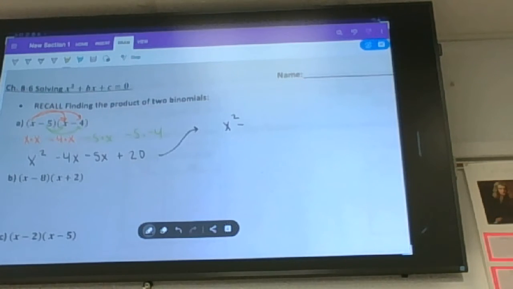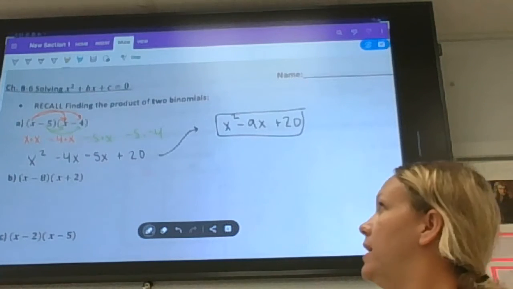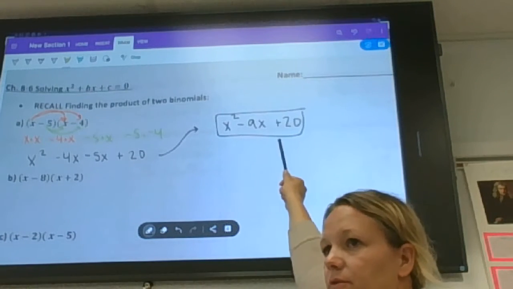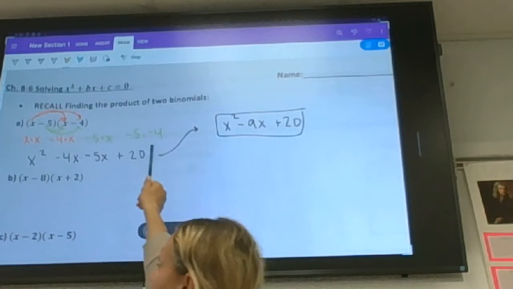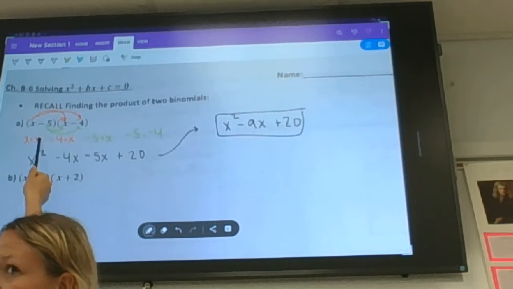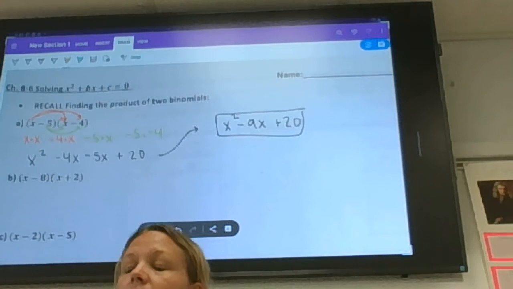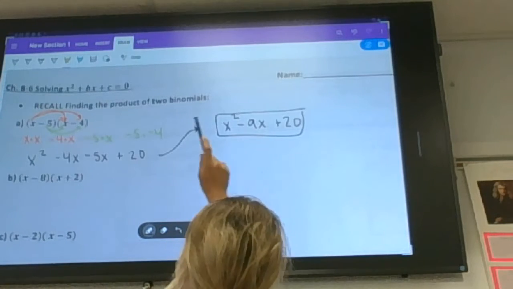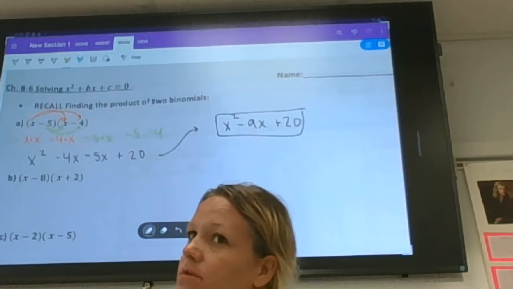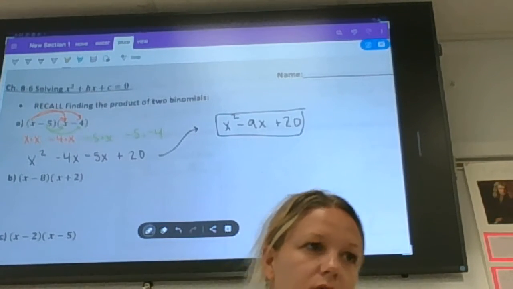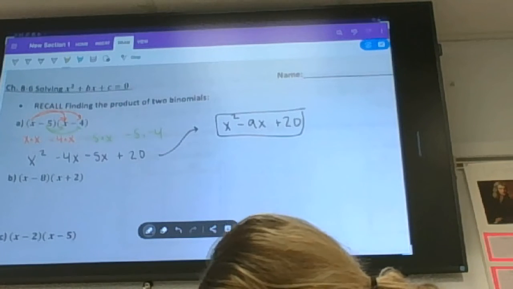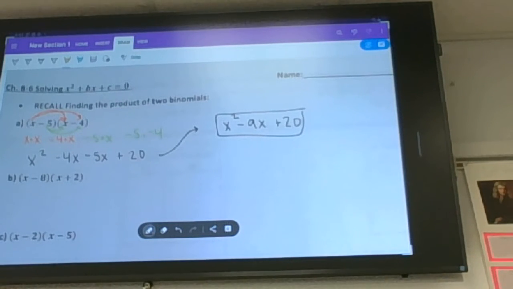So x squared minus 9x plus 20. So our goal today is for you to understand how to start in standard form and work backwards to the parentheses, which you've been working on with 4-term problems, but not with 3-term problems. Okay? So our goal today is to really work backwards. Okay, next one.